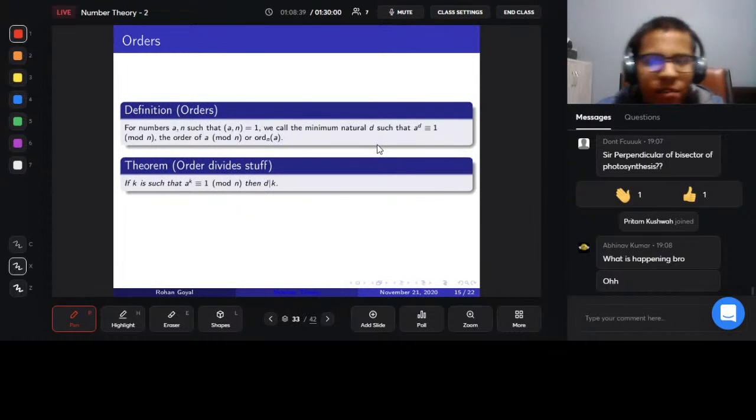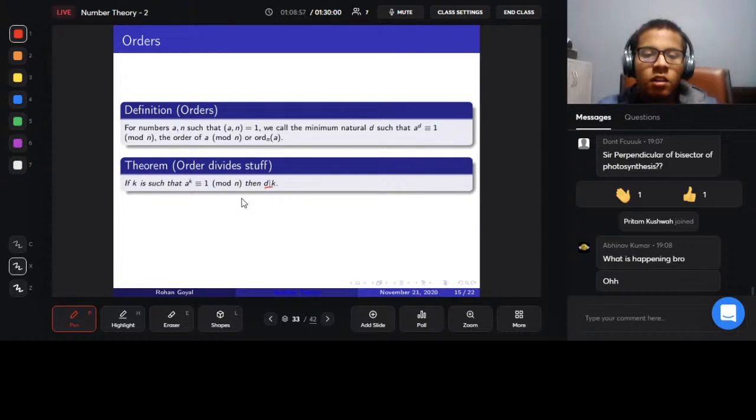Okay, so now we have the very important theorem that if k is such that a to the k is congruent to 1 mod n, then the order, which is d, will divide k. As you may see, this already looks very powerful, right?